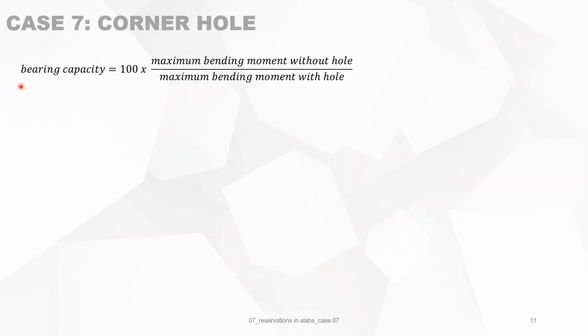So let's talk a little bit about the bearing capacity. It's defined by 100 times the maximum bending moment without the hole divided by the maximum bending moment with the hole. The bearing capacity is a function of A, B, and D1. D1 is the size of the reservation. D2 is automatically coupled to D1 because the type 7 reservation requires this. Then we will try to work in dimensionless units, which means that D1 equals alpha 1 times A and B equals alpha A.